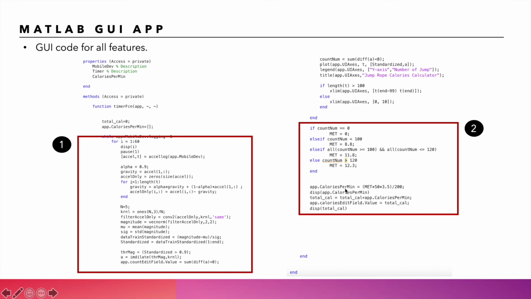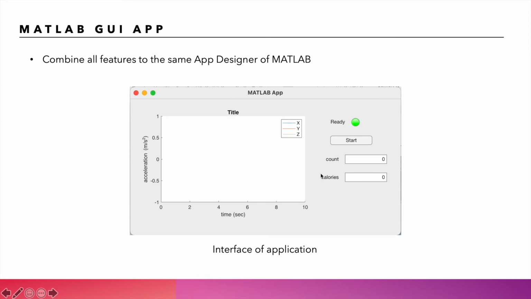And then we calculate the calories per minute. It is the same formula as I mentioned in the previous slides. Then I create the total cal variable to store the summation of the calories every minute, and then show it in the calorie edit field. The calorie edit field is this one, the channel that shows you the summation of the calories.